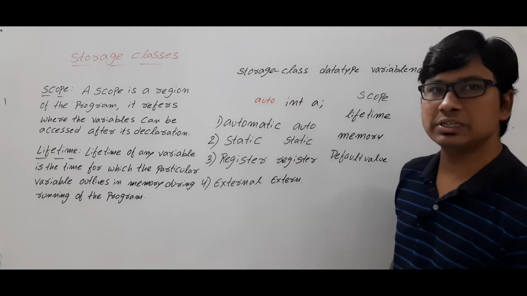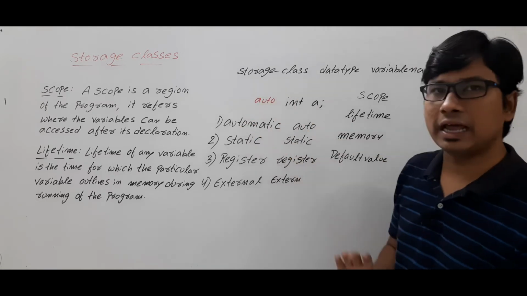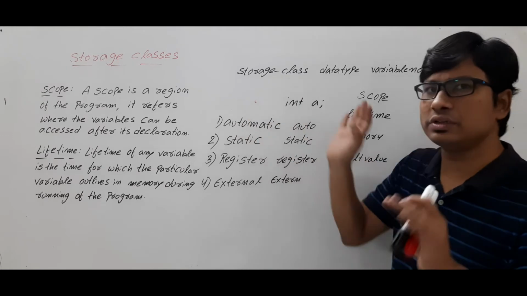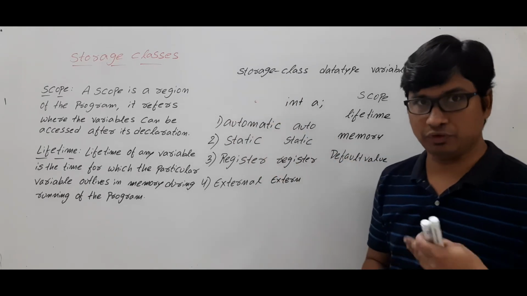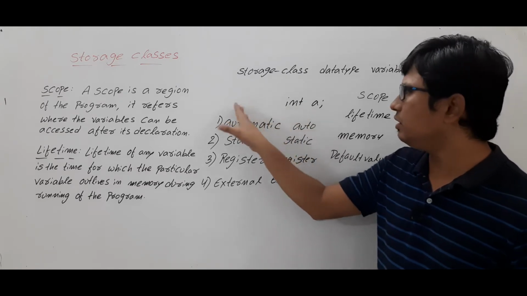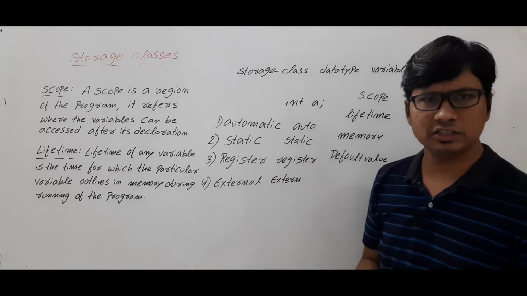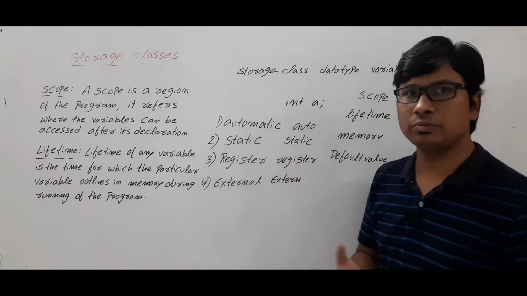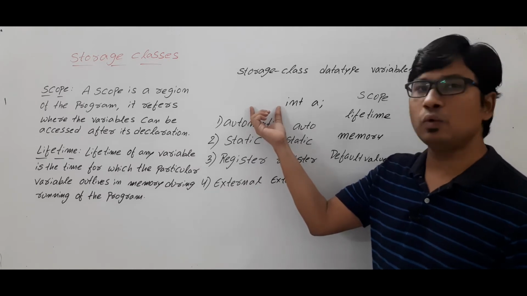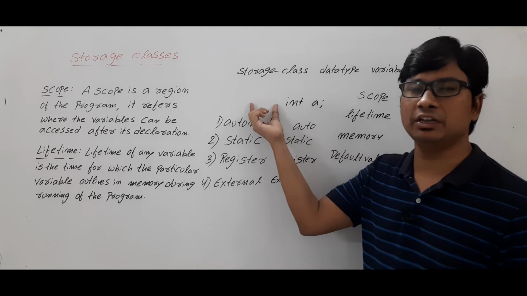Now you can ask me, sir, till now we are not specifying the storage class, then what is the default? Just now we have discussed the storage classes, but before discussing them we also declared variables. Here we did not specify whether it is auto or static or register or external. In whatever programs we have written, I did not mention the storage class. Then what is the default one? By default, the variable will be an automatic variable.